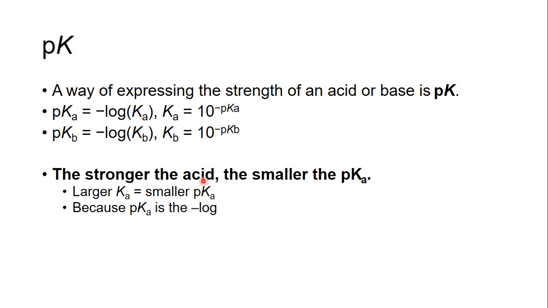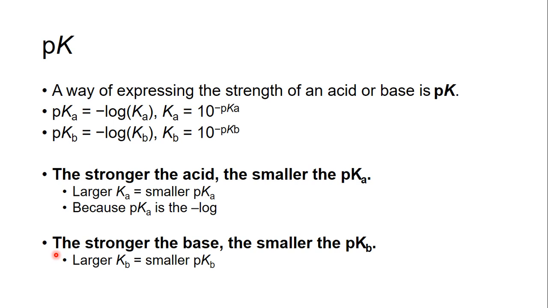And the stronger the acid you have, the smaller your pKa. So a large Ka will give you a small pKa. And the stronger the base, the smaller the pKb. So keep that in mind. If you have a big Ka or a big Kb, you have a strong acid or a strong base. That means you will have a small pKa or a small pKb.